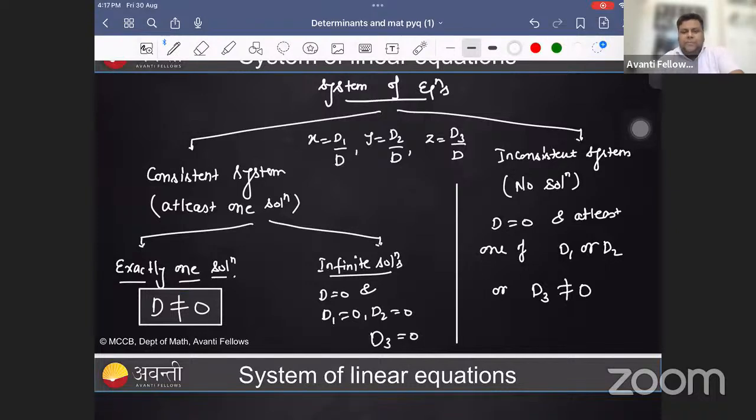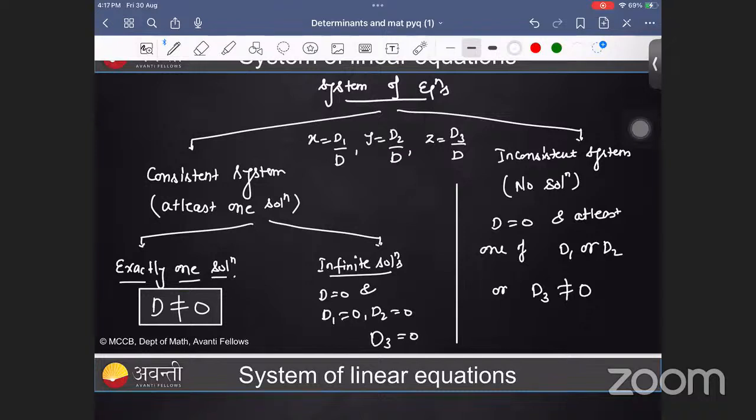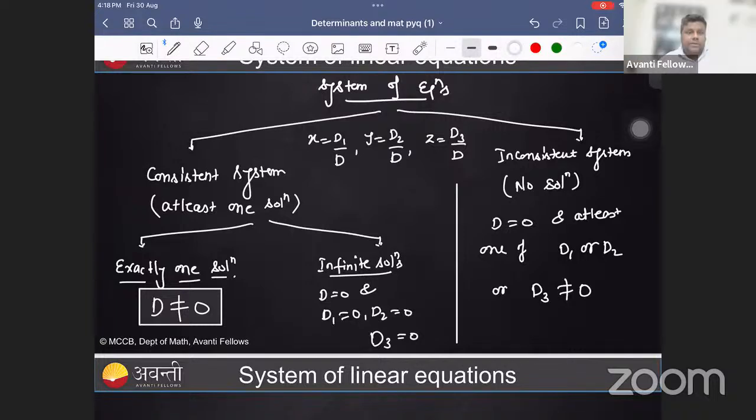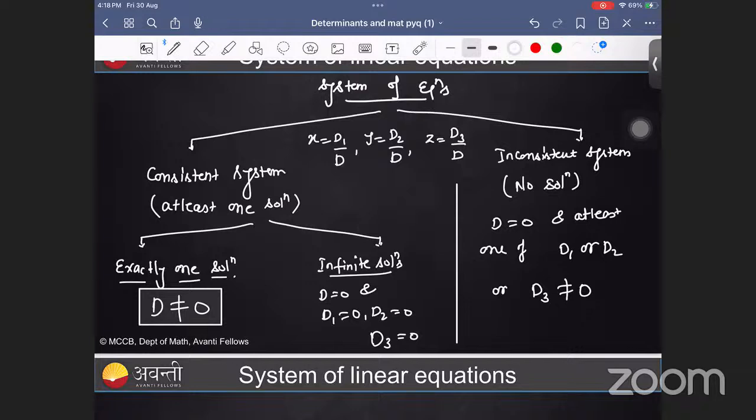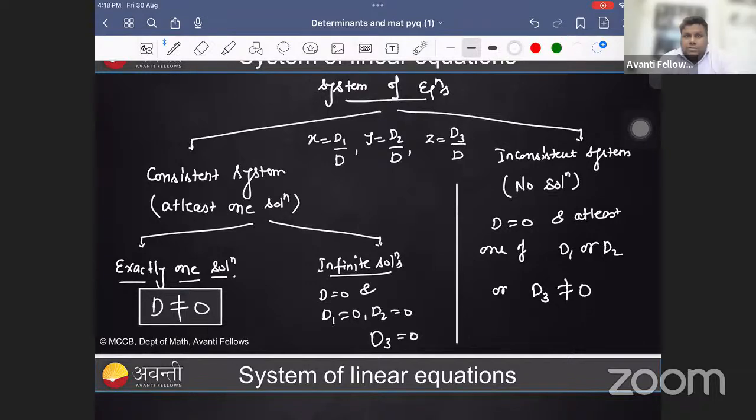I hope I have made my point clear. Now you have to remember this. Got it? Got it. So D0 and at least one of D1, D2, D3 is non-zero.